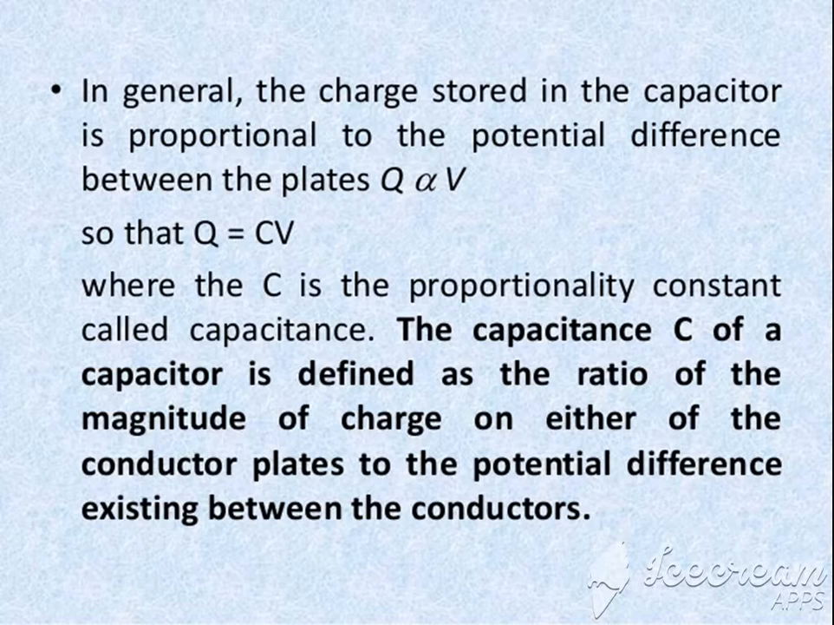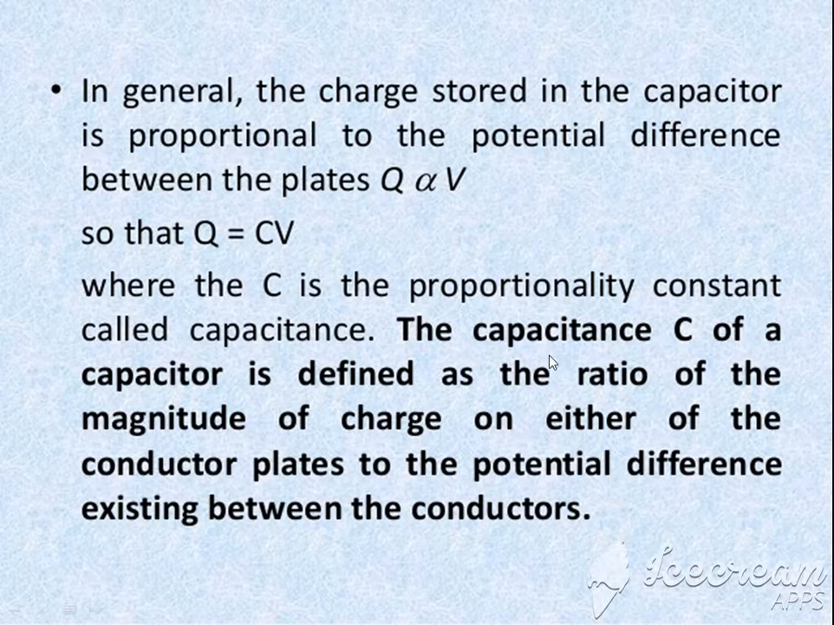In general, the charge stored in the capacitor is proportional to the potential difference between the plates, that is Q is proportional to V, so that Q is equal to CV, where C is the proportionality constant called capacitance. This capital C is called capacitance, whereas this whole system is called a capacitor.